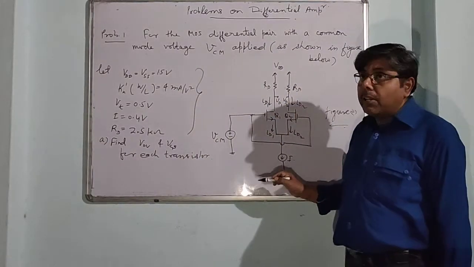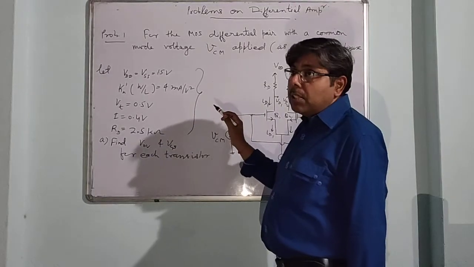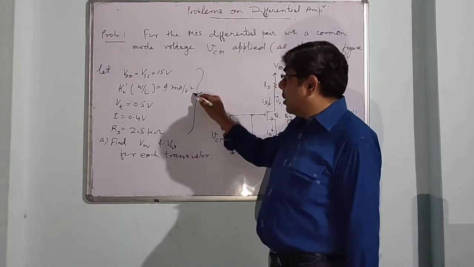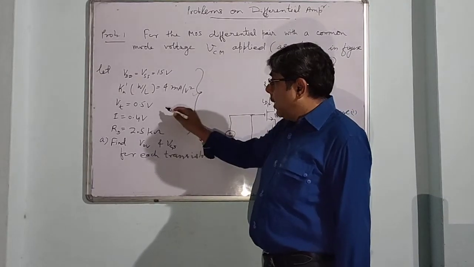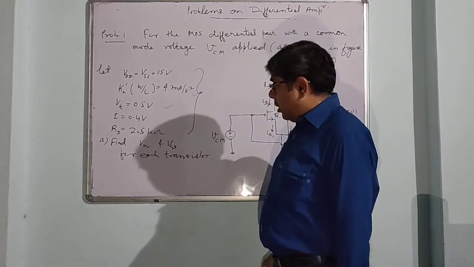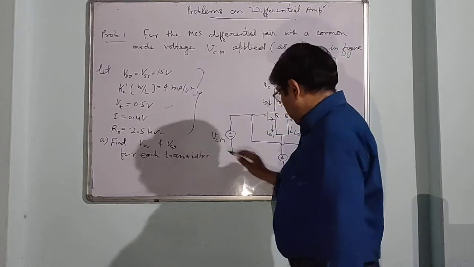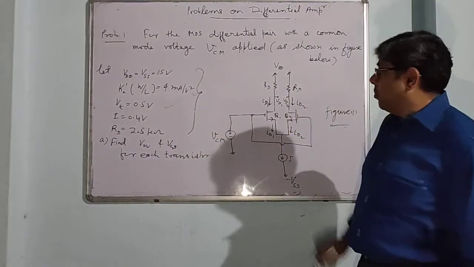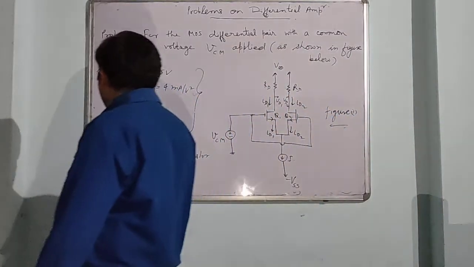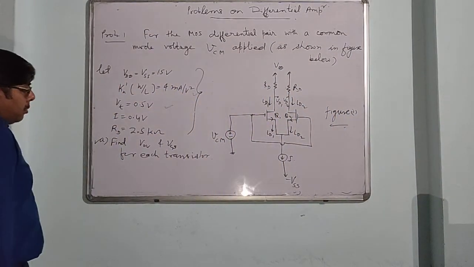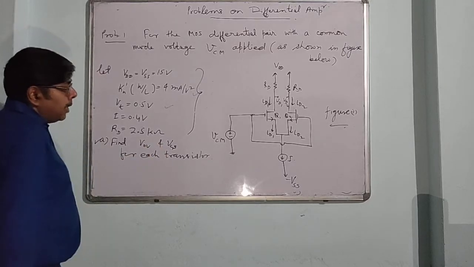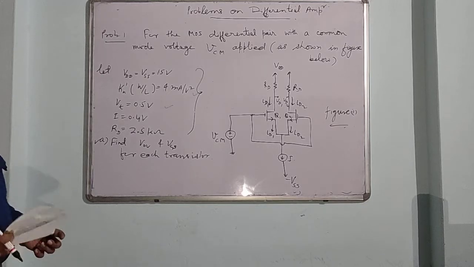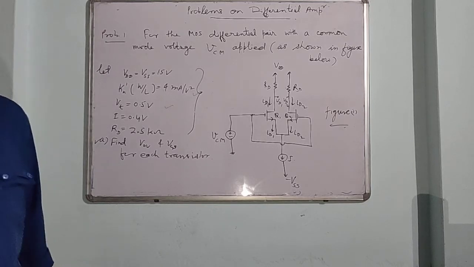Supply voltages are given: VDD equals VSS equals 1.5 volts. Transistor constant parameter is given, and VT threshold voltage. This current source is given 0.4 milliampere. RD is given. So first of all, in part A, we have to find out overdrive voltage and gate to source voltage for each transistor.